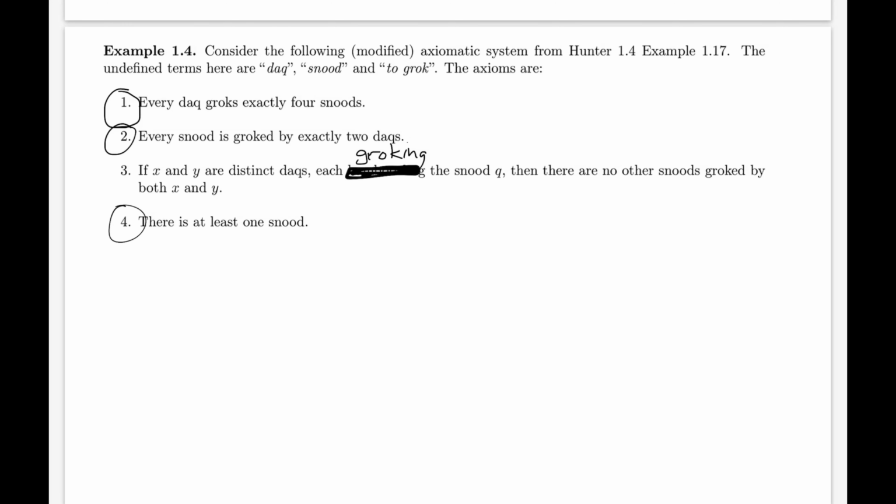So take a little bit of time, pause the video. I'm going to end the video here. Try and figure out why it is that, using the DAC-SNOOD axiomatic system, there have to be at least 7 distinct snoods.